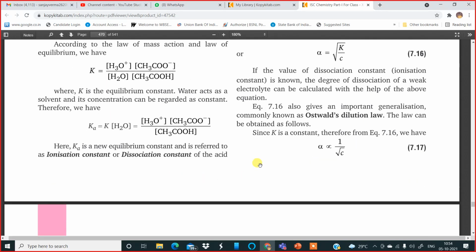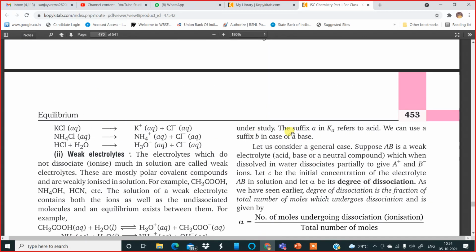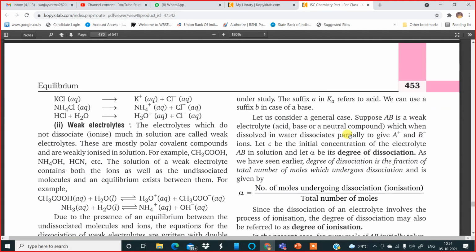Now, if you look at the second column over here, the suffix a in Ka refers to acid. We can use a suffix b in the case of a base. If I use a base, for example ammonium hydroxide, then we have to write Kb, which means the dissociation constant of the base. Now, let us understand this generally by taking a general case.